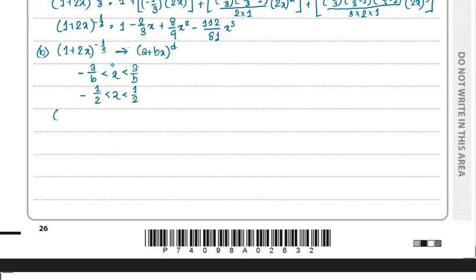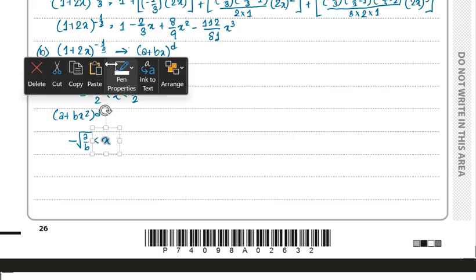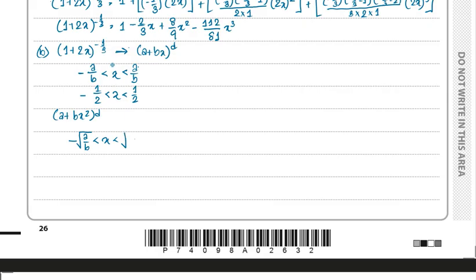But if the expression was, for example, something like a plus bx squared to the power d, then the range of values of x would have been in this form: minus root of a by b less than x less than root of a by b. There would be a root over if the expression is in terms of x squared. So this is the answer for part B.